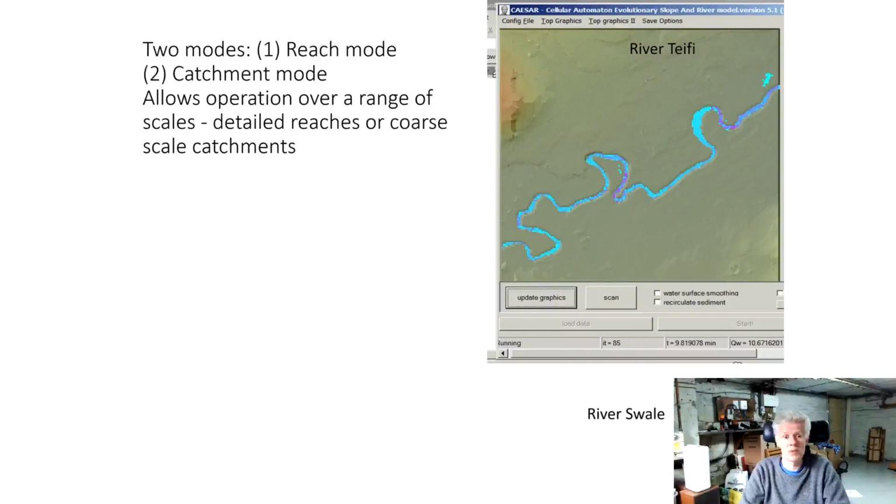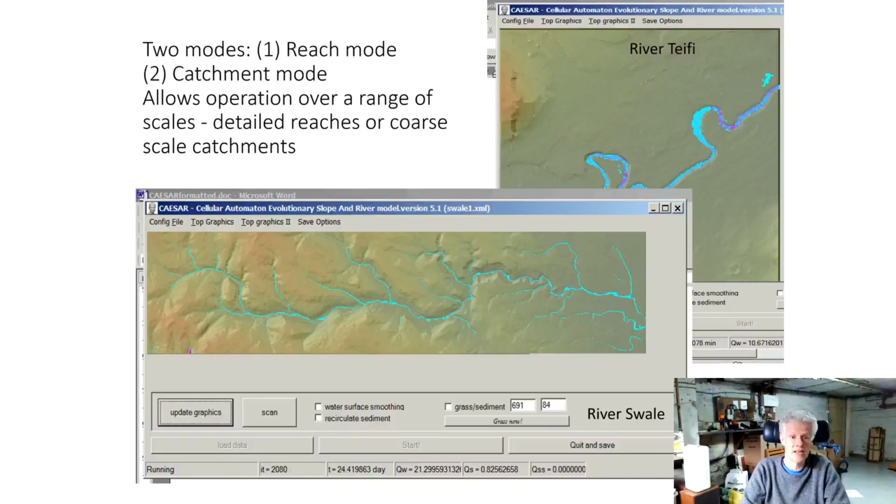So it has 2 modes. We can run in reach mode or in catchment mode. And this allows you to run over a range of different scales. And you can actually run a catchment mode model, let's say a coarse scale model of the catchment, and take the output from that and feed it into a finer resolution model of a reach.